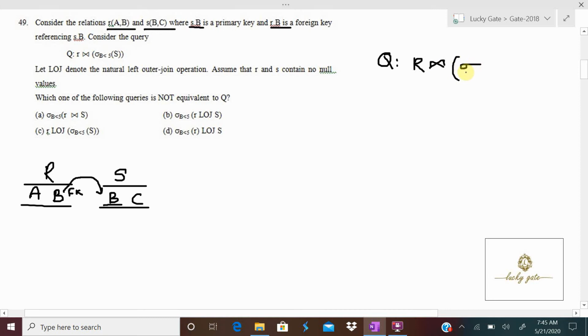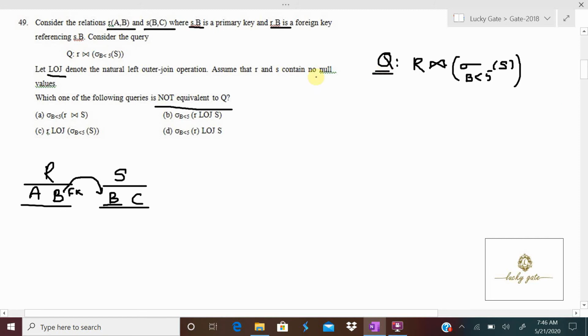This is called sigma. Sigma is for selection of tuples with the condition B less than pi of S. These rows are in the output. Now the question is, let LOJ denote left outer join. Assume that R and S contain no null values, meaning there are no null tuples in R and S. Now which one of the following queries is not equivalent to Q? There are four options given, and we have to find the one whose output is not equivalent to Q.